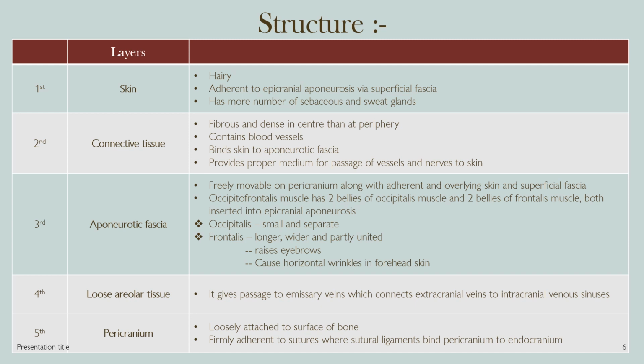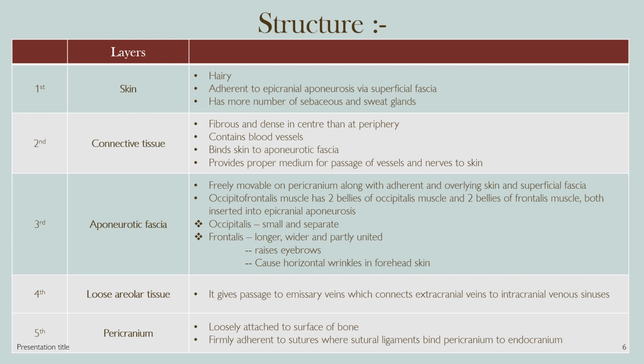First, skin is hairy and is adherent to the epicranial aponeurosis via superficial fascia, and it has a large number of sebaceous and sweat glands. The second is connective tissue, fibrous and dense in the center, then at the periphery it contains blood vessels, binds skin to aponeurotic fascia, and provides a proper medium for passage of vessels and nerves to the skin. So these are the features of the connective tissue layer.